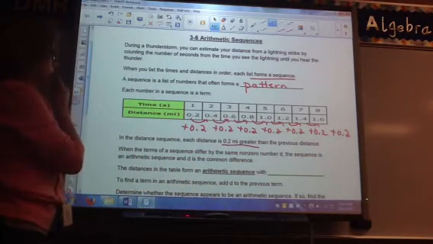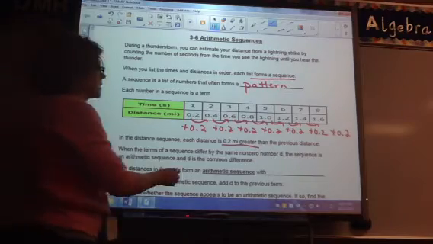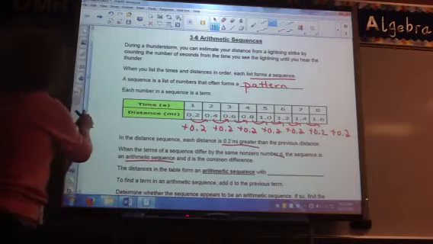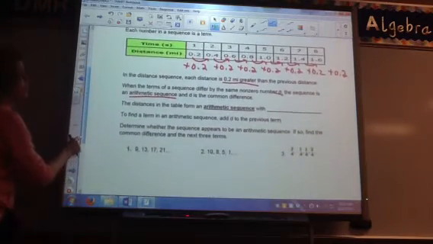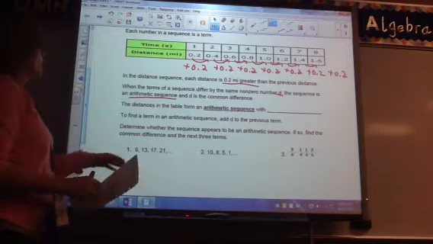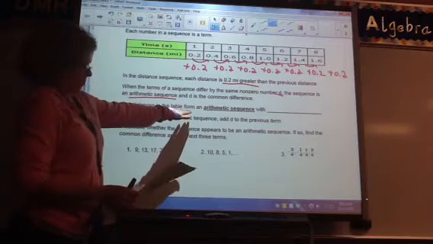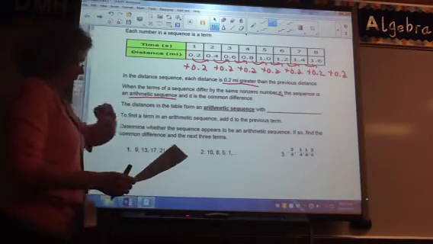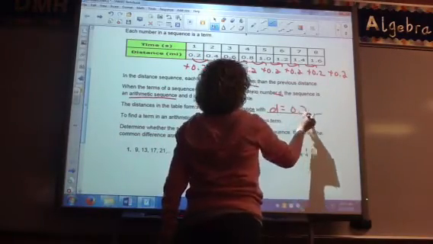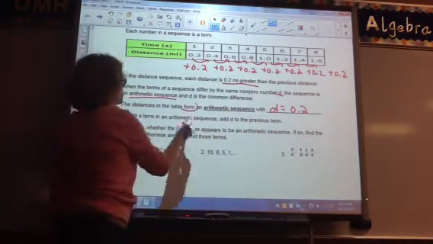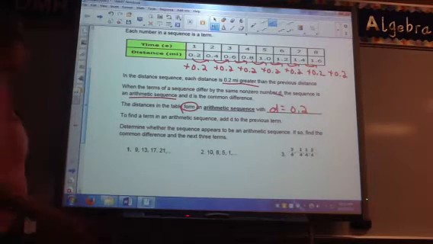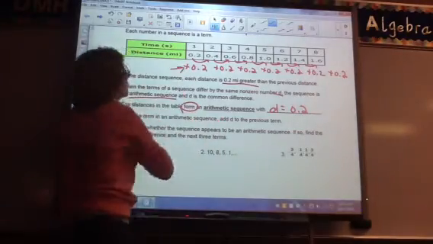If the terms of the sequence differ by the same non-zero number, d, the sequence is an arithmetic sequence. So guys, all arithmetic sequence means is that you add a number for the pattern. So the distance in the table in the arithmetic sequence is 2/10. To find a term in the arithmetic sequence, add d to the previous term. d is just your pattern.